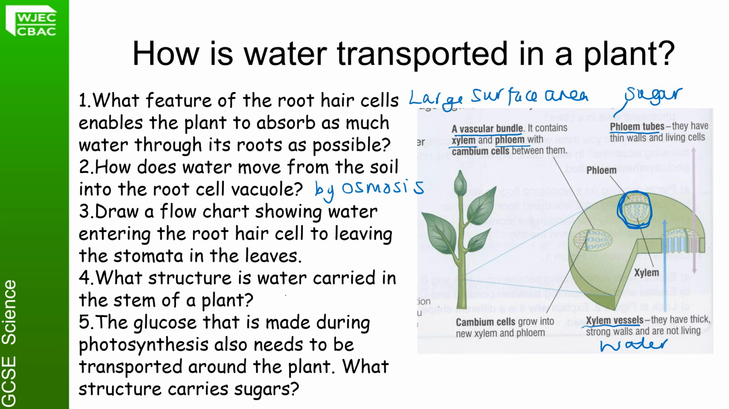The structure that water is carried in the stem of the plant is the xylem, and the glucose that is made during photosynthesis also needs to be transported around the plant, and it can actually go up or down. You can see in this arrow here, it can go up to the leaves or down to the roots, okay, where sometimes things like potatoes, root vegetables, carrots, okay, onions will use that glucose to be able to grow, and the structure that carries sugars is called phloem. Turn over the page to page 8.